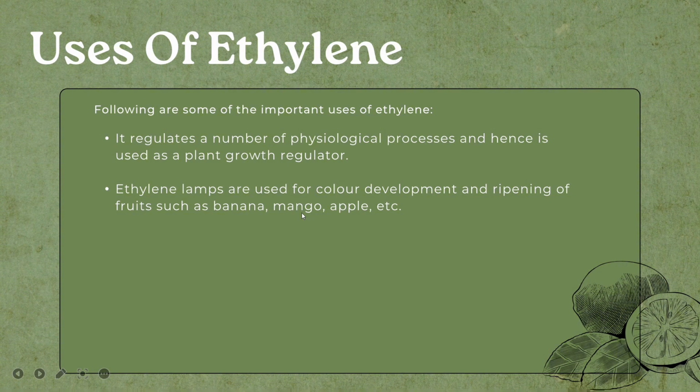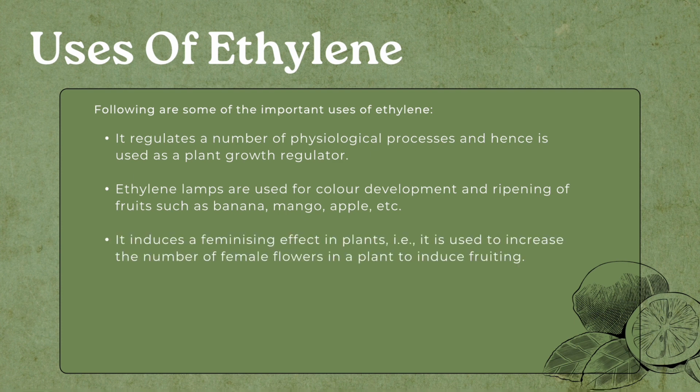Number 2, ethylene lamps are used for color development and ripening of fruits such as bananas, mango, and also apple, etc. Number 3, it induces the feminizing effect in plants. Feminizing effects such as the production of female flowers in plants and inducing of fruits.